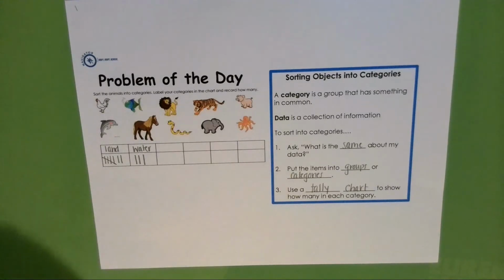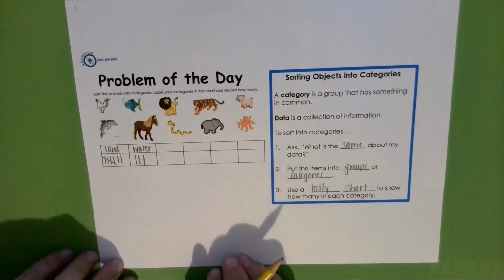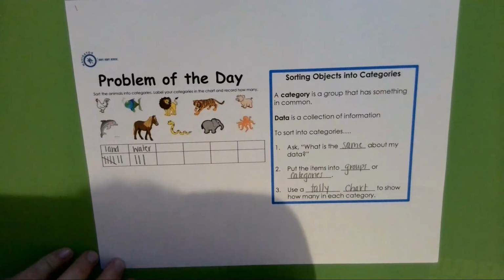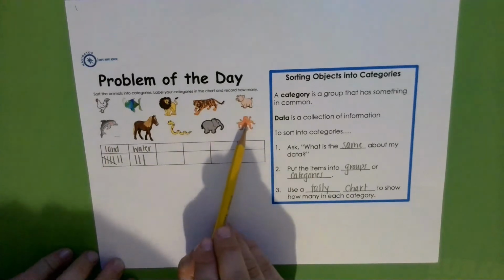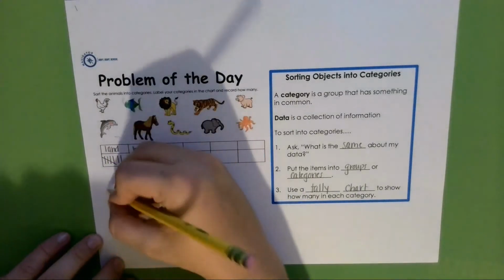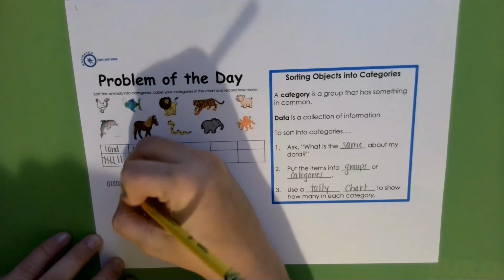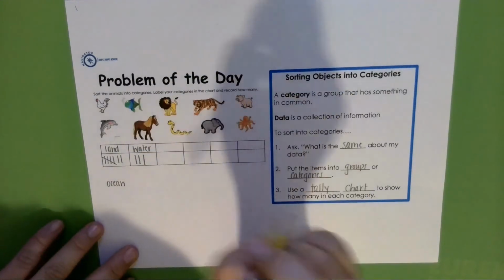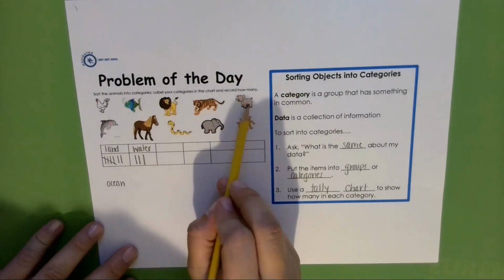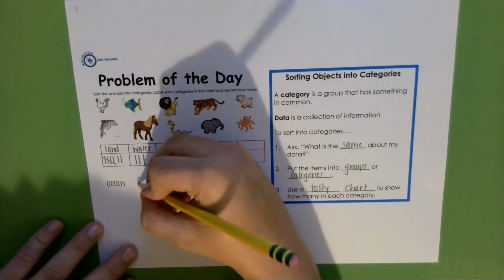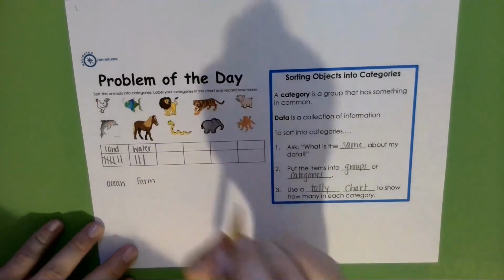I'm going to show you another way I saw a scholar sort this same data. Here's what they did. First they asked, what is the same about my data? And then they said, well, I know that animals like fish, dolphin, and octopus live in the ocean. So they made that one of their categories. Then they looked at the other animals and they noticed that a horse and a pig and a chicken all live on a farm. So they made that their other category.